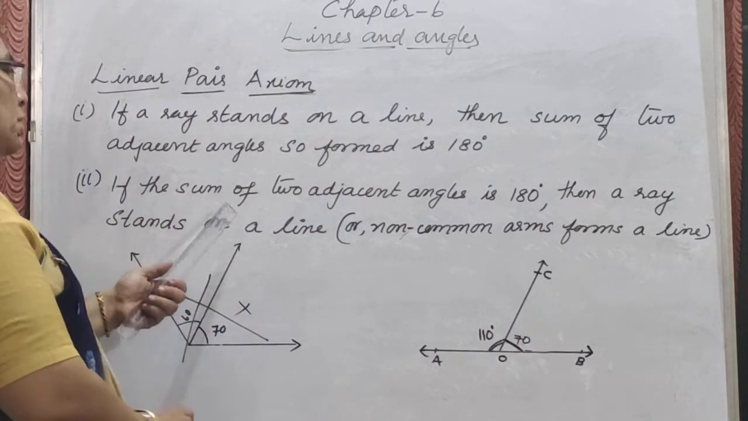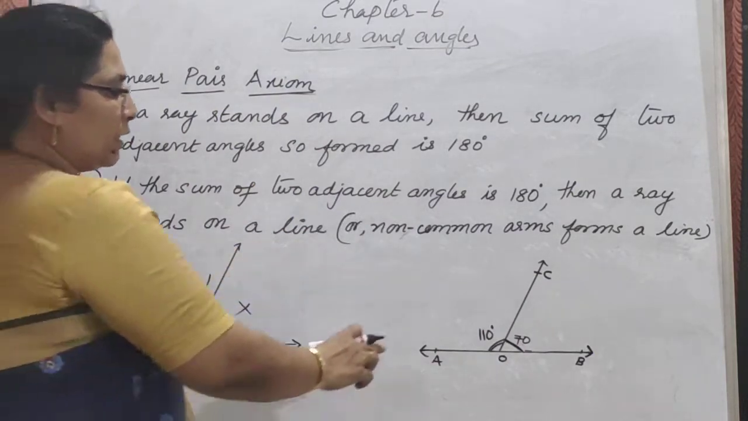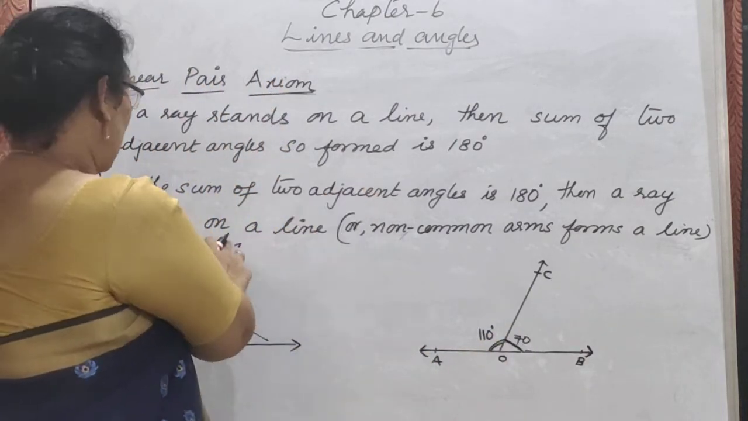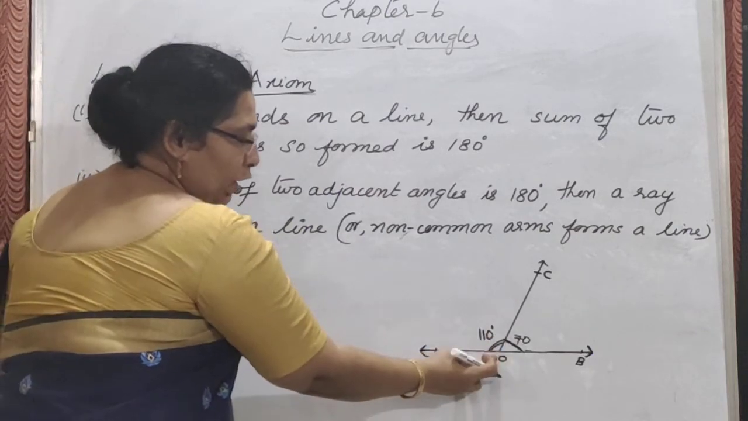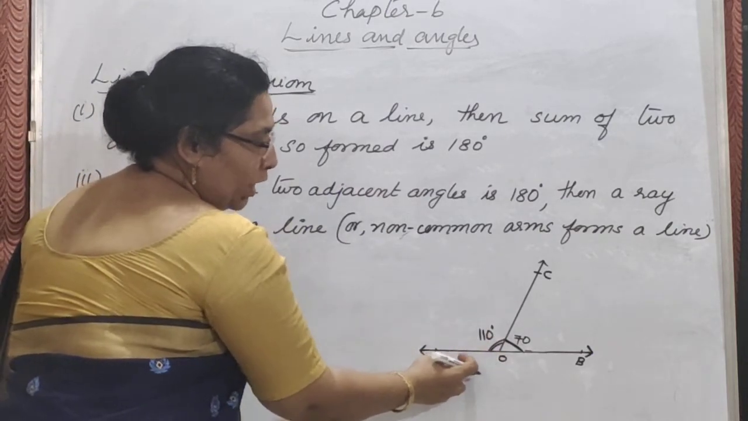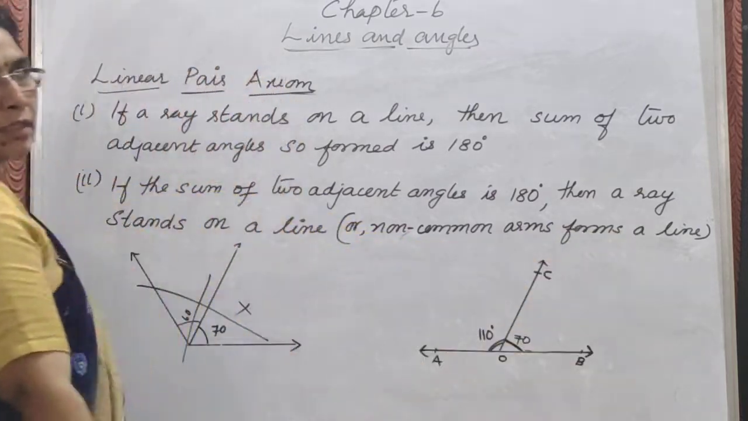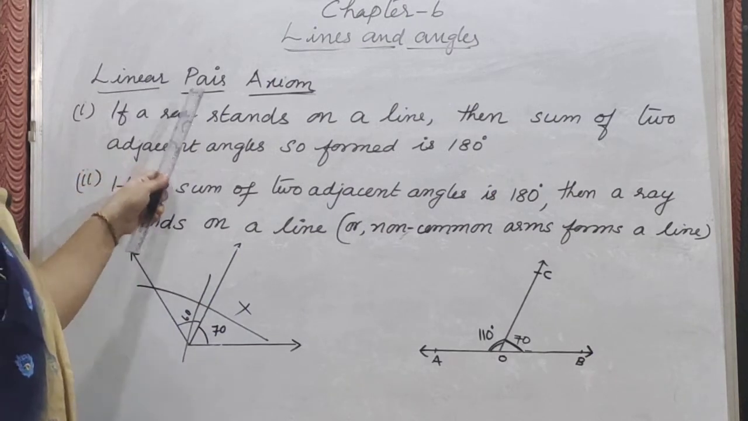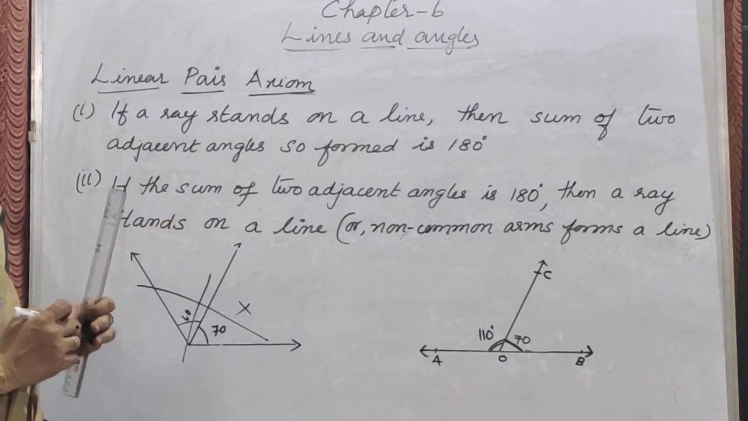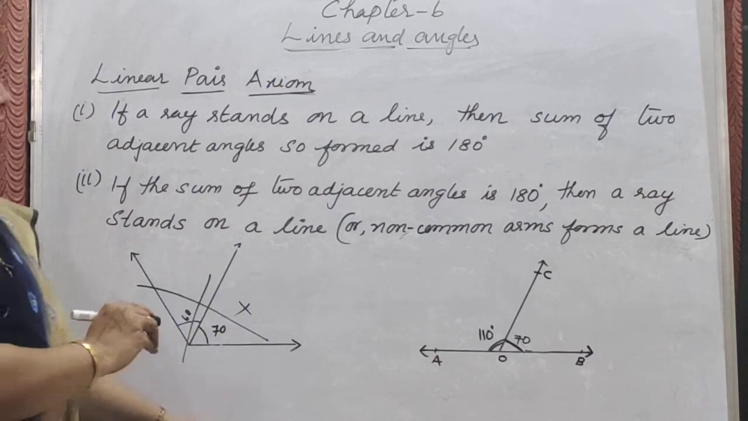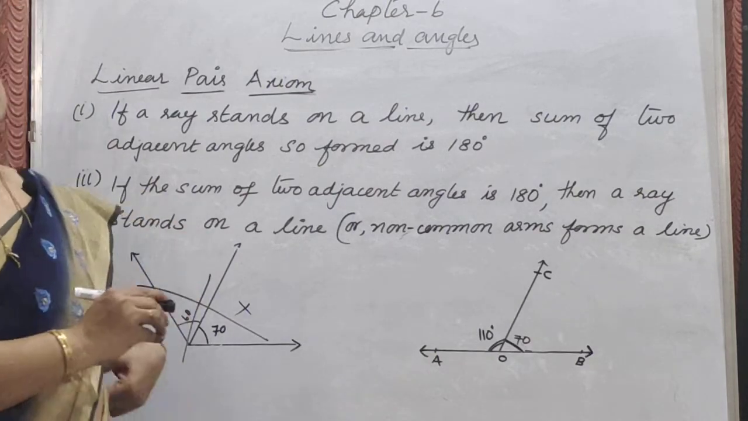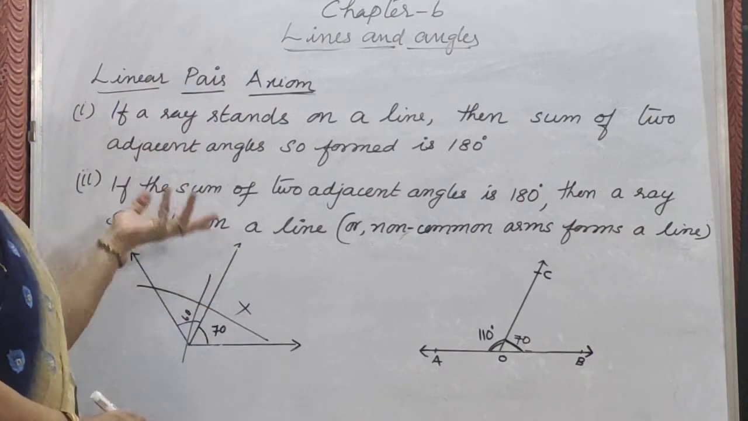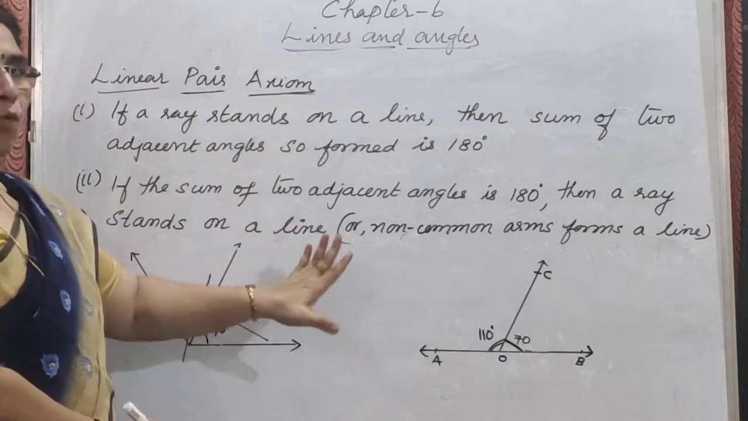Now the reverse way: the sum of two adjacent angles is 180 degrees. That means 110 plus 70 is equal to 180 degrees. Then the ray stands on the line, or we can say the non-common arms, that is OA and OB, form a line. Clear? So these statements together are called the linear pair axiom, meaning both statements should be included. When applying it in a question, you just write linear pair axiom as the reason, since it is an axiom and no proof is required.